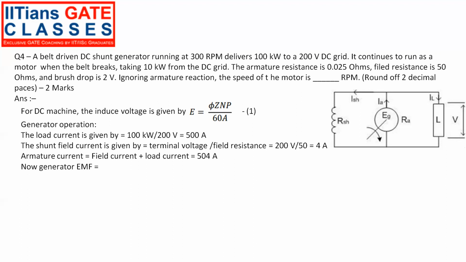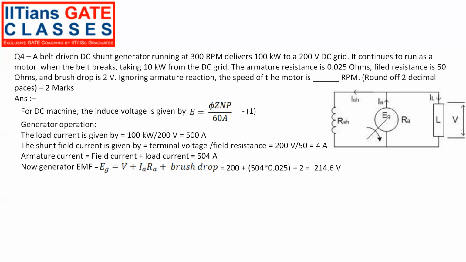Once we have the armature current, the induced voltage EG can be given as terminal voltage plus IaRa drop plus brush drop. So that is equal to 200 plus 504 into 0.025, which is the armature resistance, plus 2 volts. This gives us 214.6 volts.